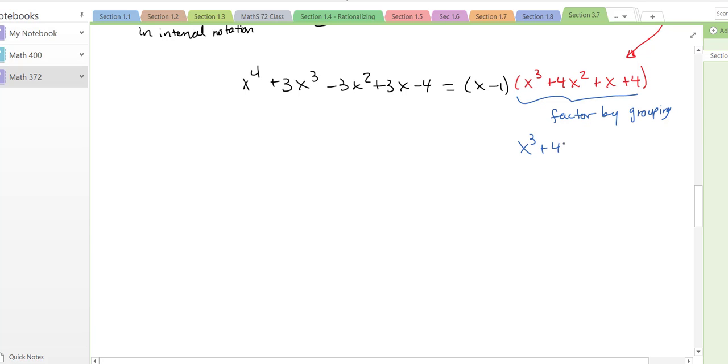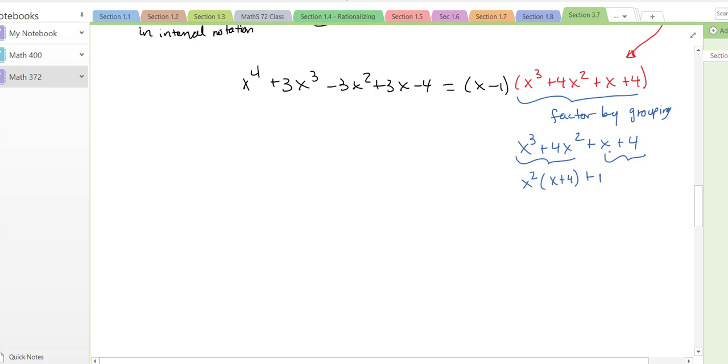So x cubed plus 4x squared plus x plus 4. I do it by grouping, taking groups of 2 at a time. What do the first two have in common? They have an x squared. So I'm left with x plus 4. And the second group, they don't have anything in common. Well, they really have a 1 in common, right?